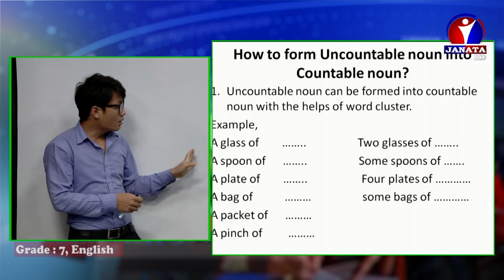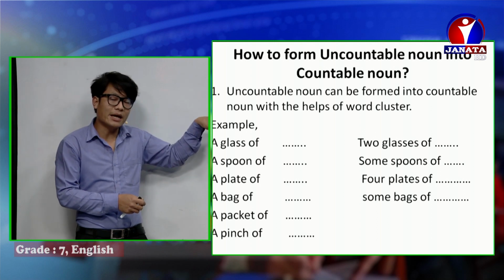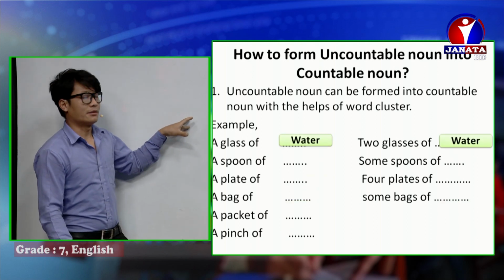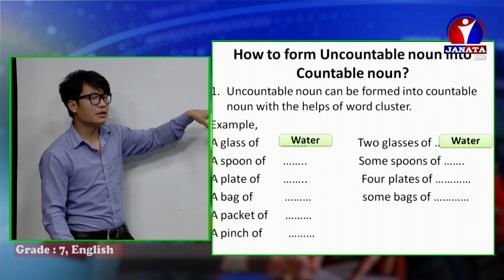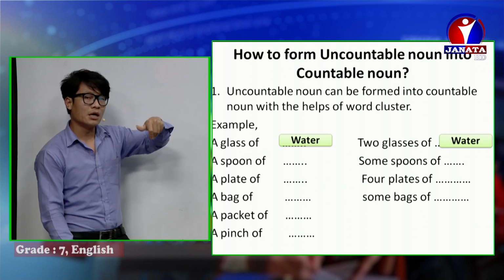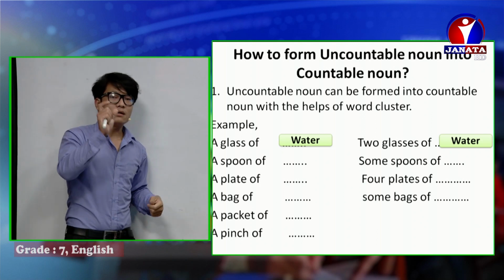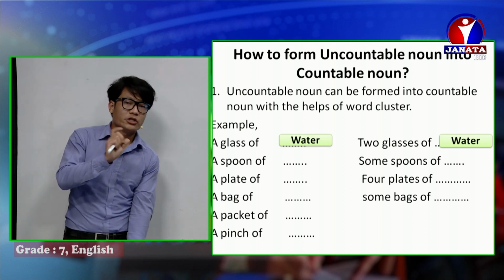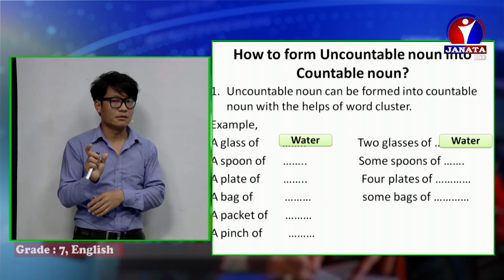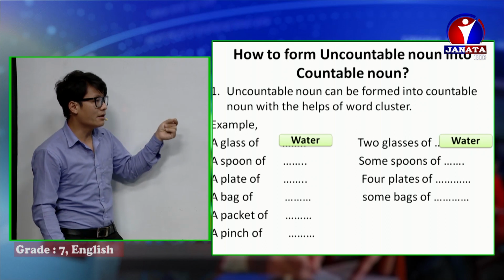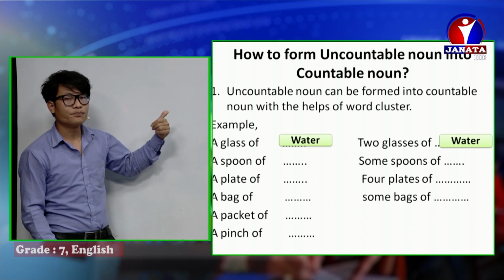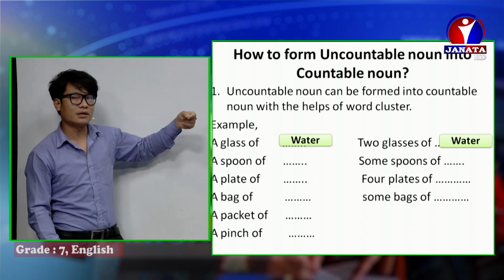With these word clusters, you can use uncountable nouns and they can be counted. You can see the example: a glass of water can be changed into the plural form, two glasses of water. You can see in the slide that the word water has not changed. There is no additional letter. Just water is water. Glass has become glasses, so a glass of water, and its plural is two glasses of water.